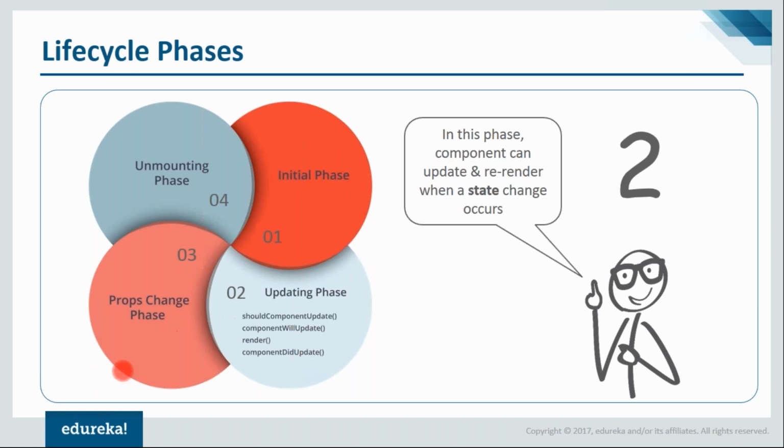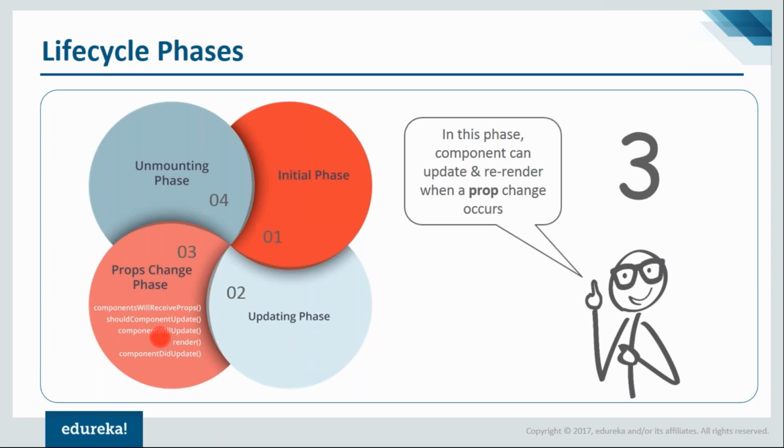Now let's go on to the next phase, which is nothing but the props change phase. In this phase, if any prop is getting updated and re-rendered, then that component would be under this phase of its life cycle. Okay, and this again has the same set of methods that we had in the updating phase, except for this method that you see here, componentWillReceiveProps. This is the only addition in this particular phase.